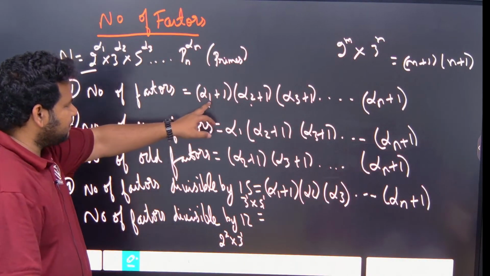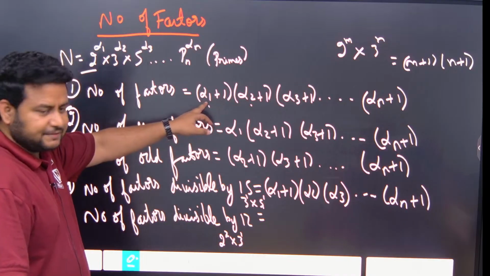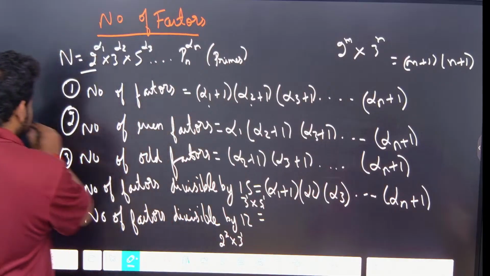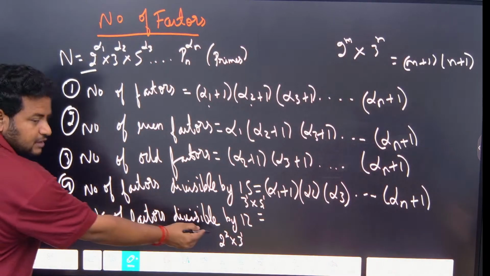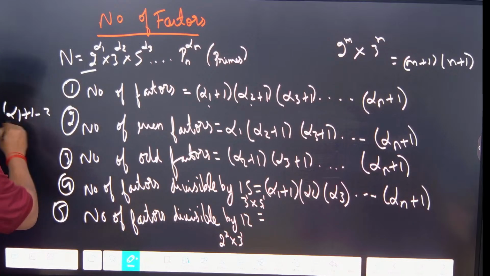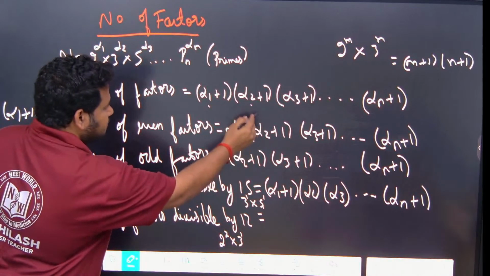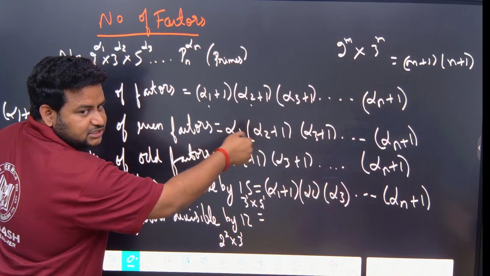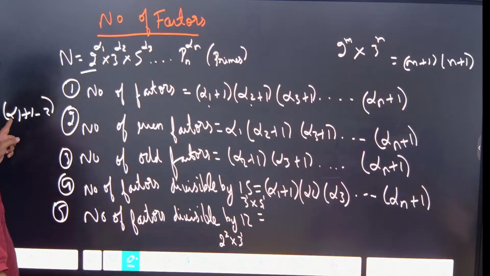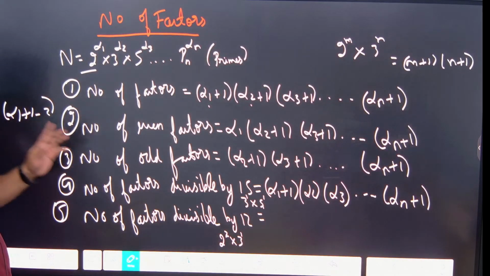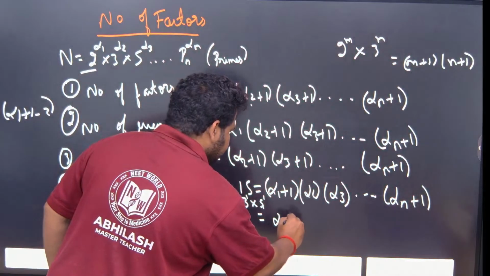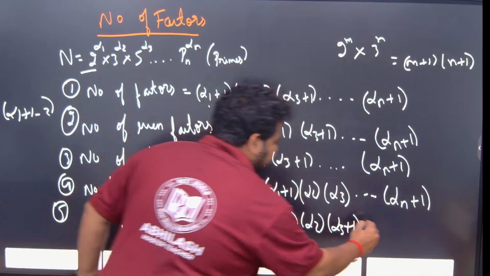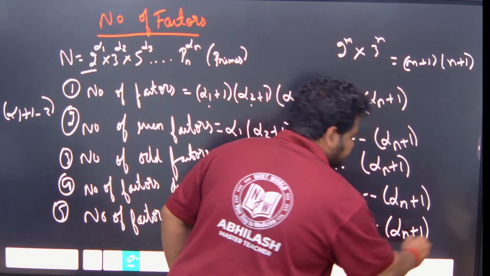See here, I am having alpha 1 plus 1. For the power of 2, what do I have? Alpha 1 plus 1, but here the power is 2, so minus 2. For 3, the power is 1, so alpha 2 plus 1 minus 1, which is alpha 2. Alpha 1 plus 1 minus 2 is alpha 1 minus 1. This will become alpha 1 minus 1, alpha 2, alpha 3 plus 1 remaining as it is, up till alpha n plus 1. Understood? Now please make a note of it.